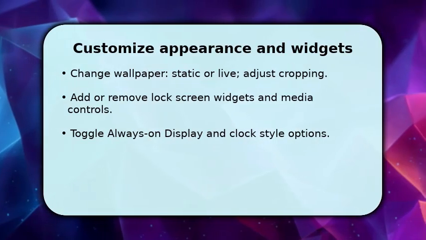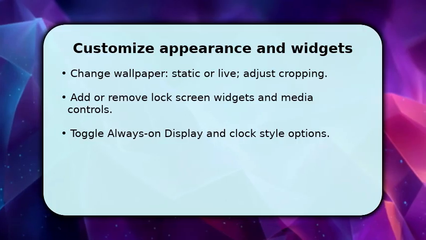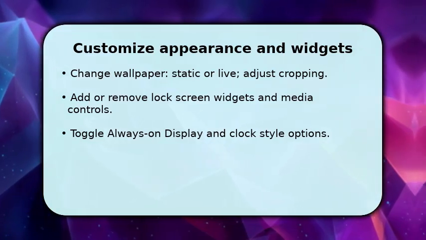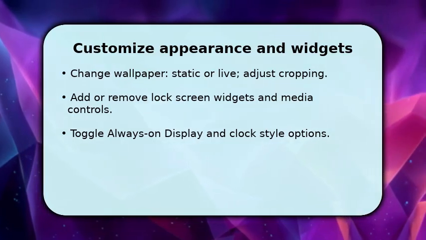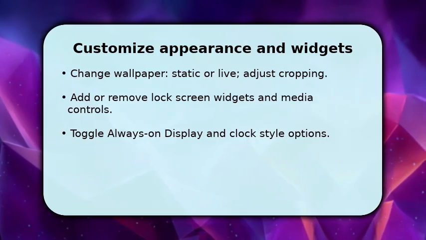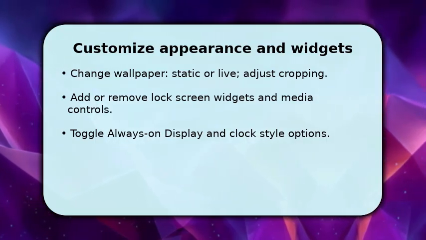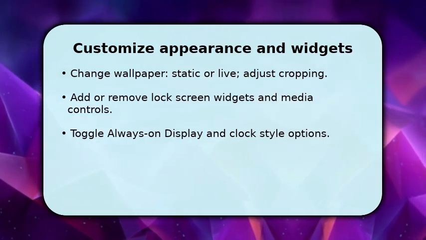Next, you pick the lock screen's look. Choose a static image or live wallpaper and crop it for the lock aspect ratio. This preserves clarity and avoids stretching. Then add or remove widgets, like calendar, music controls, or quick toggles, by accessing lock screen widgets or widgets in the same menu. Grant permissions when requested so they display content.